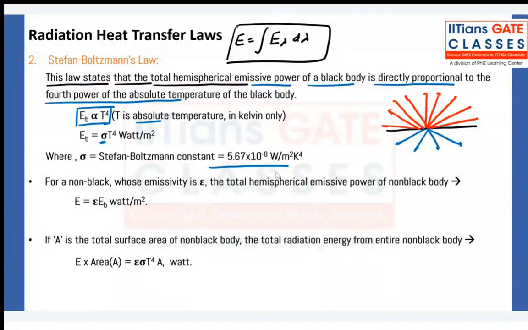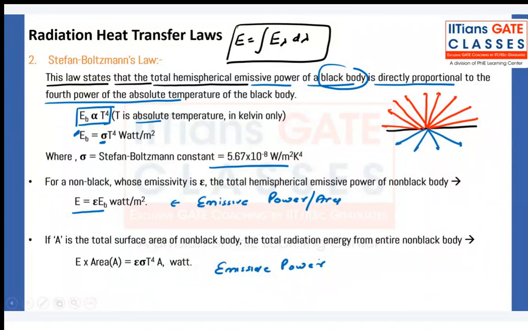Now this is for a black body, by definition of Stefan Boltzmann's law. I know the radiation emitted by a black body using Stefan Boltzmann's law if I know the temperature. But how will I know the real body's emissive power? I will know it by multiplying by the emissivity of that surface. This is emissive power per unit area, but when you need emissive power, you need to multiply it by area. Clear till now?